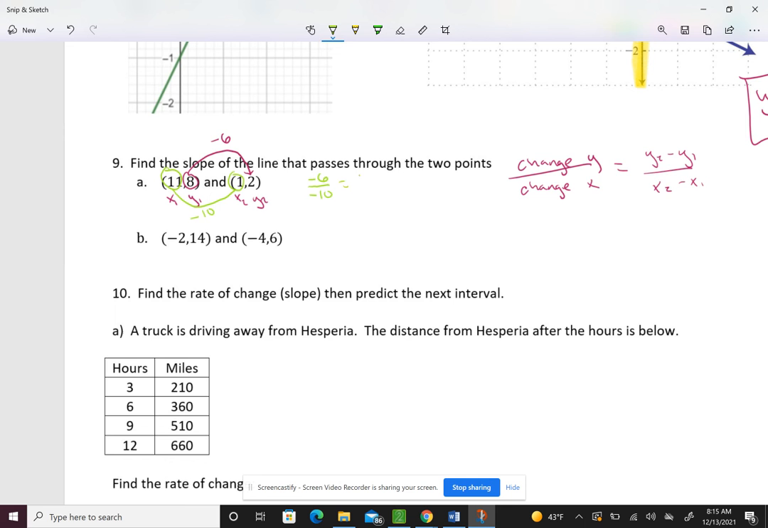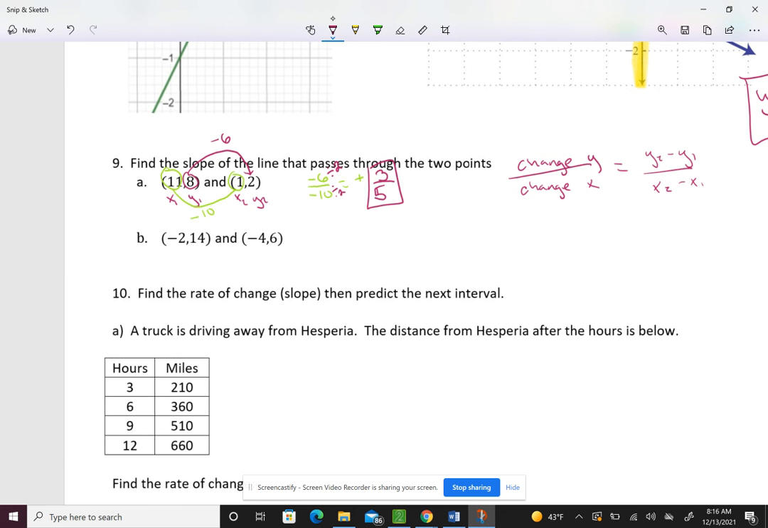A negative over negative is a positive. And there is a number that goes into both of these. The number that goes into both of these is 2. So let's divide both of these by 2. 6 divided by 2 is 3. 10 divided by 2 is 5. So now my slope is going to be 3/5.